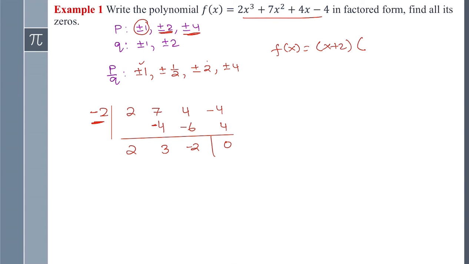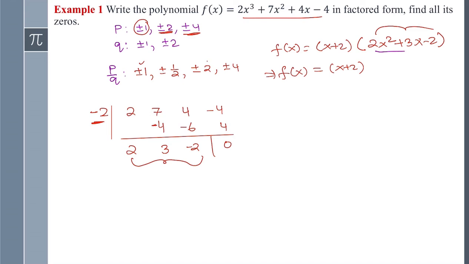And the second factor is right here, which is 2x squared plus 3x minus 2. Now what we do is we'll go ahead and factor this quadratic term here, and then it will be completely factored. Okay, so f of x equals, so we have x plus 2. Now the factors of this quadratic term, you can go ahead and factor that. So we'll get x plus 2 times 2x minus 1. So this is the polynomial in completely factored form.